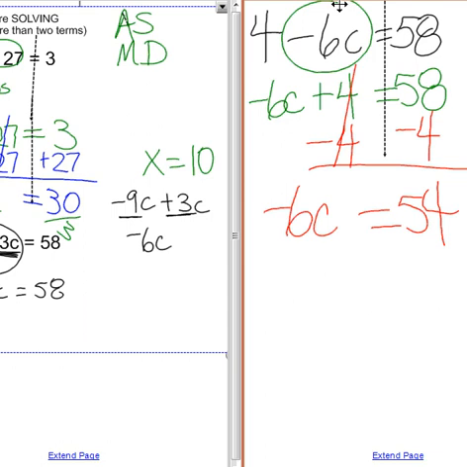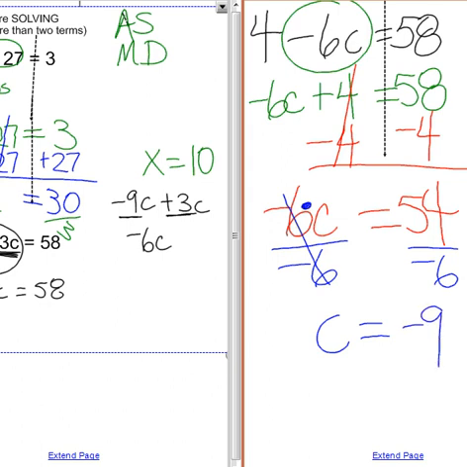My last thing that I will do, the last operation, is to multiply or divide. I want to undo negative 6 times c. So I'm going to divide by negative 6 on both sides. So c is going to be equal to 54 divided by negative 6, and that is a negative 9.